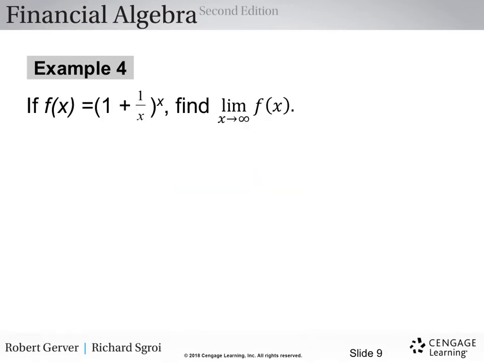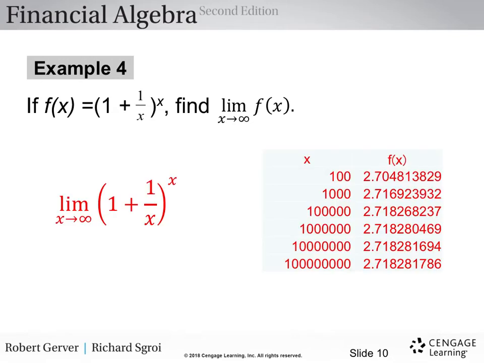Now let's look at this example. If f of x is equal to 1 plus 1 over x raised to the x, find the limit of f of x as x approaches infinity. Okay, so let's look at this one. Again, we've got the limit function here. Now, let's look at this table over here. I'm plugging in different values for x. So if x equals 100, f of x equals 2.704813829.